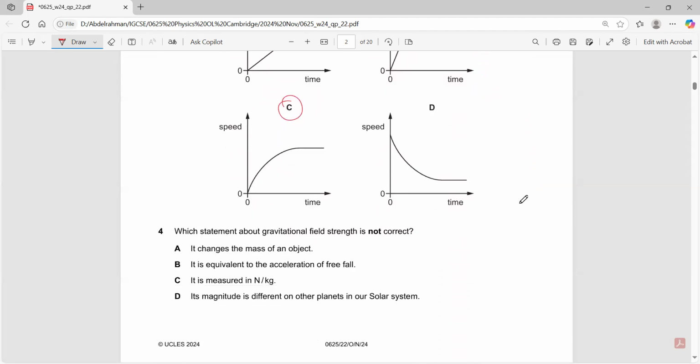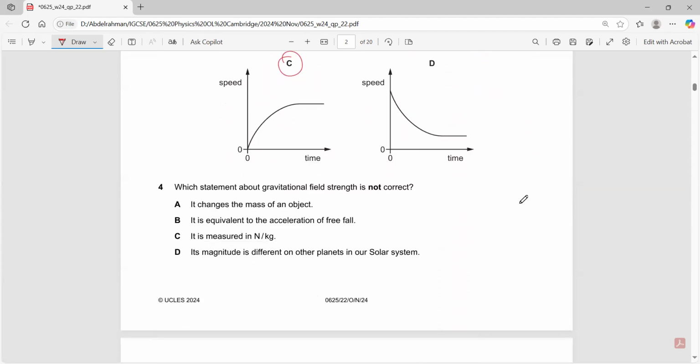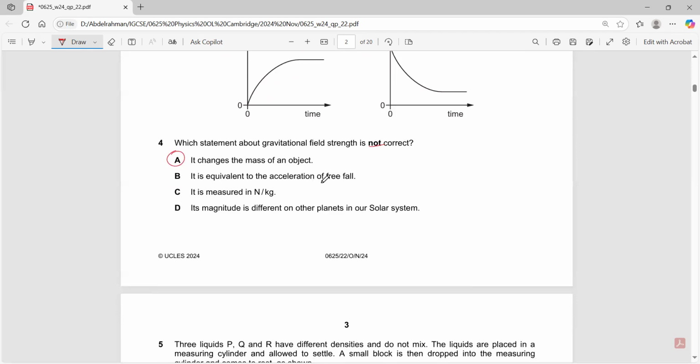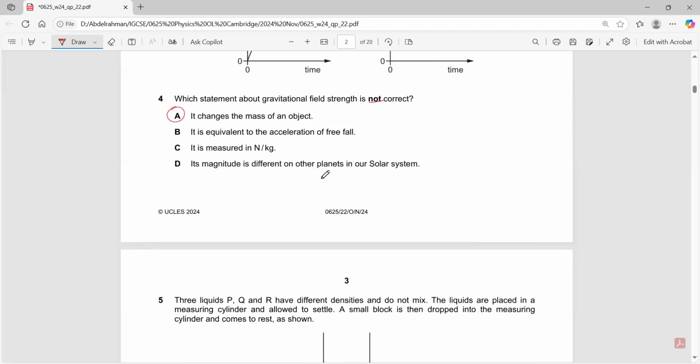Which statement about gravitational field strength is not correct? It changes the mass of an object? Not correct, this is wrong. So it does not change the mass of the object. It is equivalent to the acceleration of free fall. Yes, it is measured in newtons per kilogram or meters per second squared, same thing. Its magnitude is different on other planets.